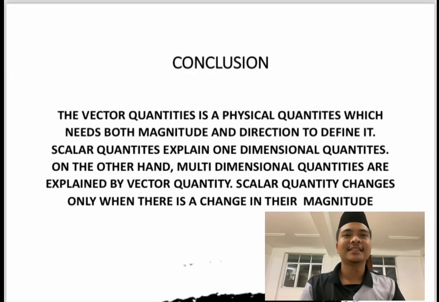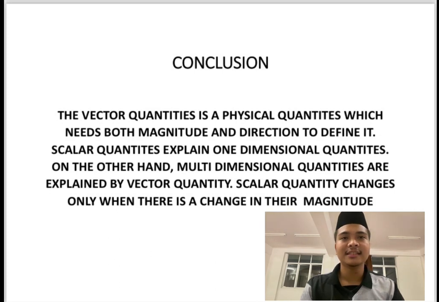Conclusion for vector and scalar. The vector quantities are physical quantities which need both magnitude and direction to define them. Scalar quantities explain one-dimensional quantities. Besides, multidimensional quantities are explained by vector quantities. Scalar quantities change only when there is a change in their magnitude.